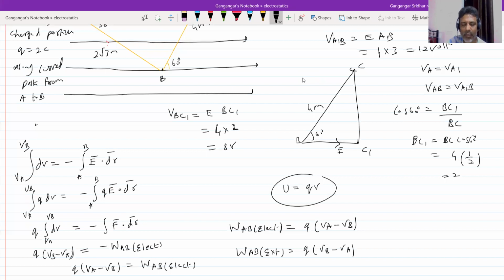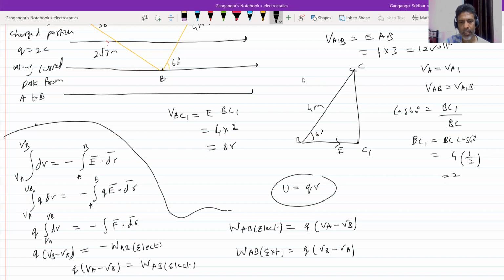Because work done by external agent is plus delta U. Work done by electrostatic force, which is a conservative force, is minus delta U. So from that is how I brought the relationship here. So now, there's one basic discussion here.